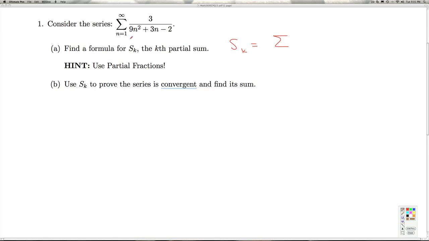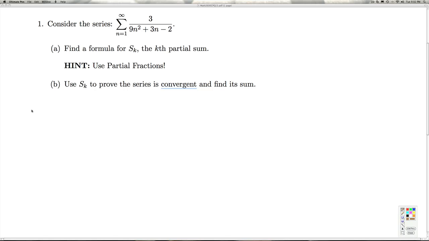That's the sum from, in this case, n equals 1 to k of 3 over 9n squared plus 3n minus 2. And the hint here is partial fractions. Once we get the formula for S sub k, we're to prove the series is convergent and find its sum. So remember that the series we're looking at here is defined to be the limit as k goes to infinity of the partial sums, if in fact that limit exists. Okay, so let's get to work here.